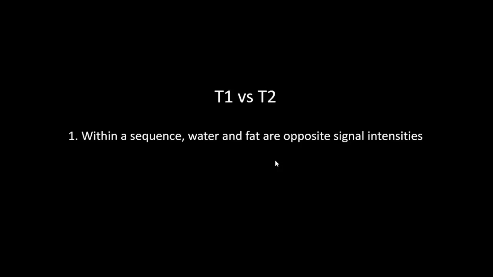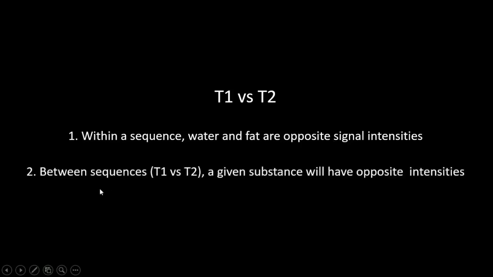Okay, so let's start with T1 versus T2. Very similar sequences, and people get tripped up a lot with these. So between T1 versus T2, we've got two basic rules that differentiate the two. Number one, within a given sequence, so take T1 for example, water and fat are opposite signal intensities. Number two, between sequences, T1 versus T2, a given substance, take fat for example, will have opposite signal intensities. This will make sense in a minute.